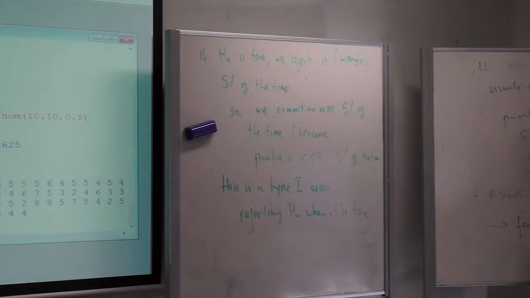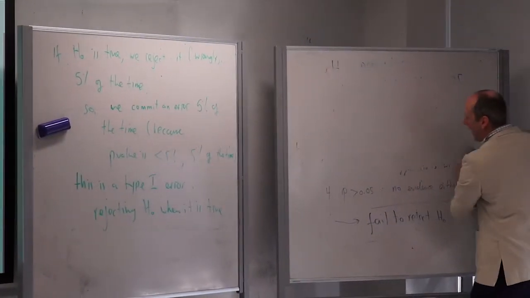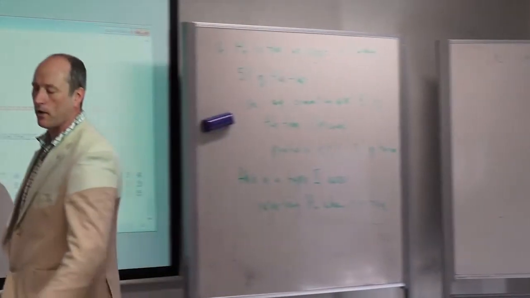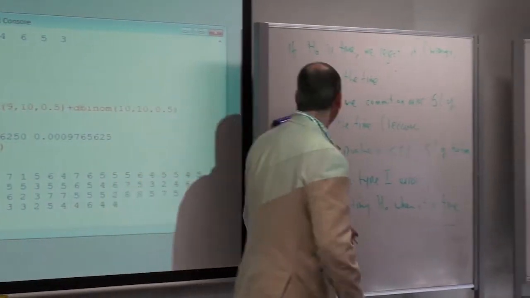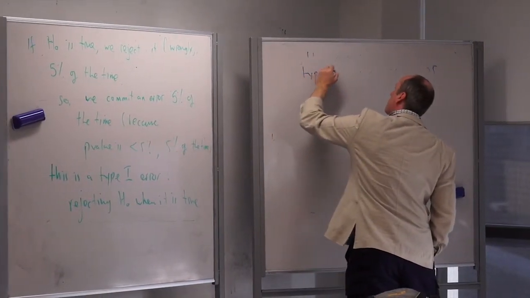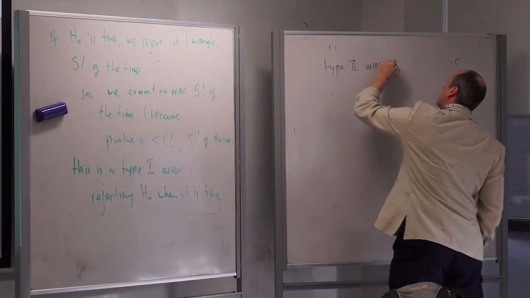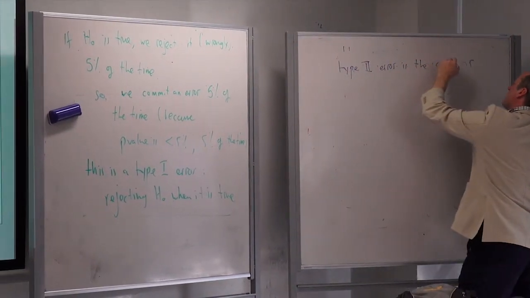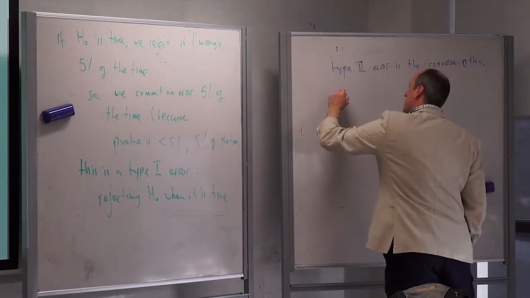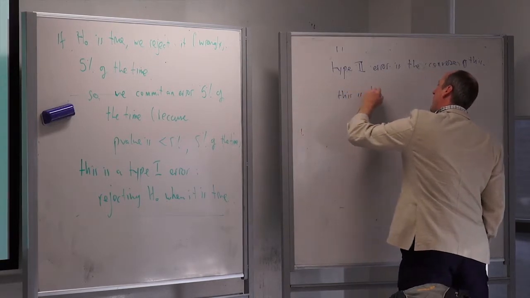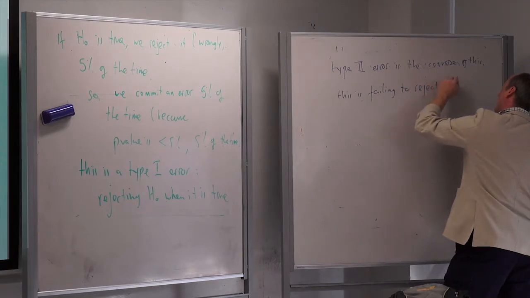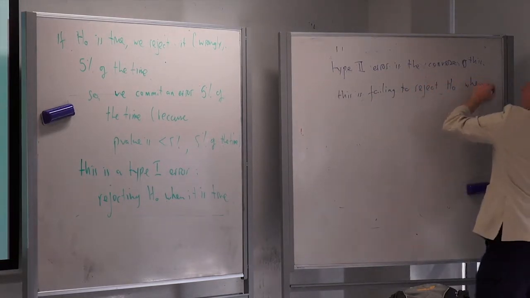And of course, I only call it a type 1 error because there's a thing called a type 2 error. So I better talk about that. A type 2 error is the sort of converse of this. This is failing to reject H0 when it is false.